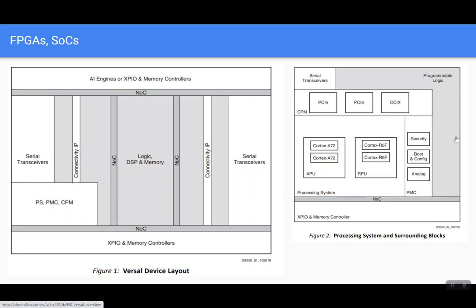As you can see, it's programmable logic, and we will learn what is meant by programmable logic. It's basically logic which you can reprogram to implement a particular digital design. That's what programmable logic does. The processing system is just like your microprocessor. In this case, as you can see in the block diagram, it has an APU block and an RPU block. The APU block has 2 cores, and the RPU block has 2 cores as well.